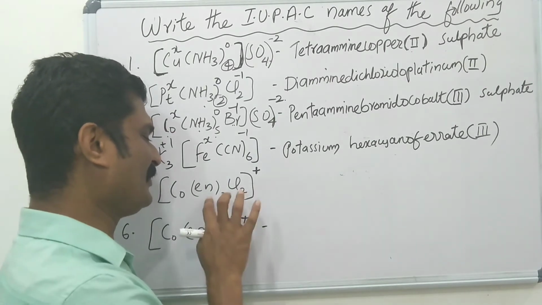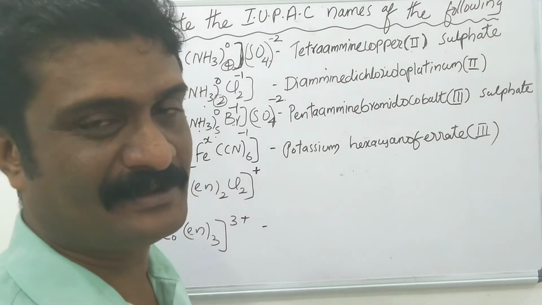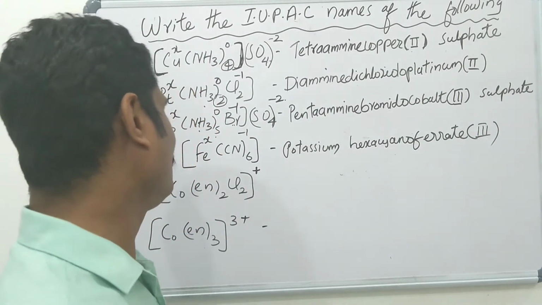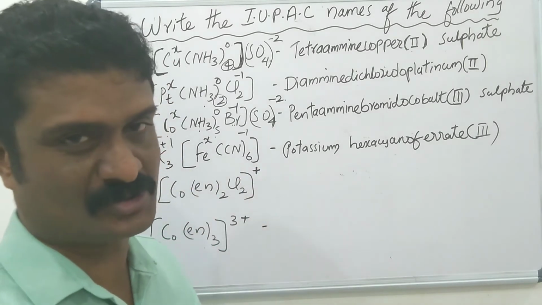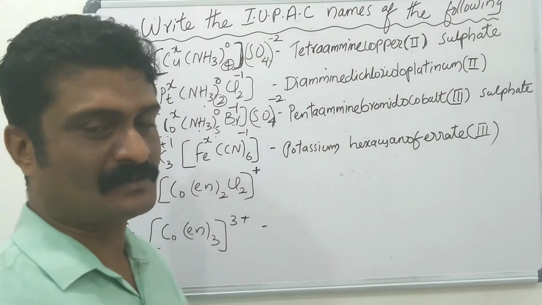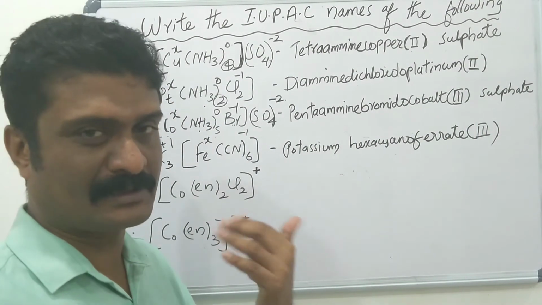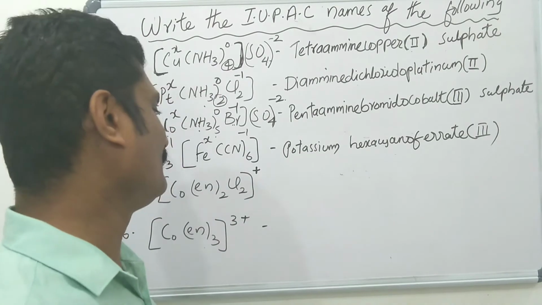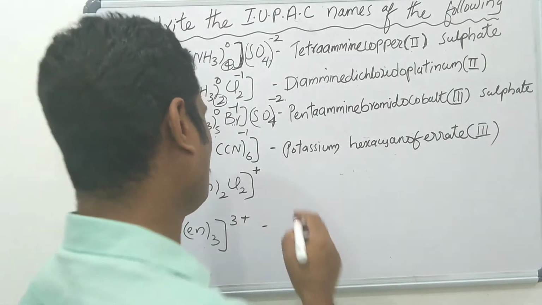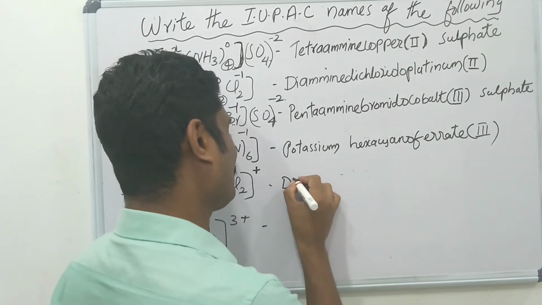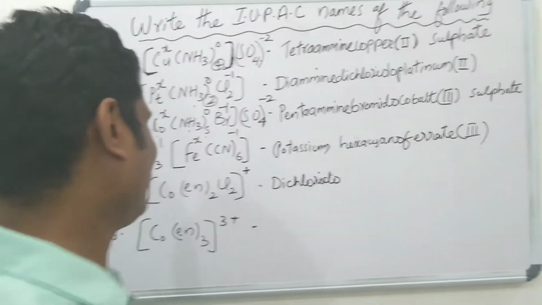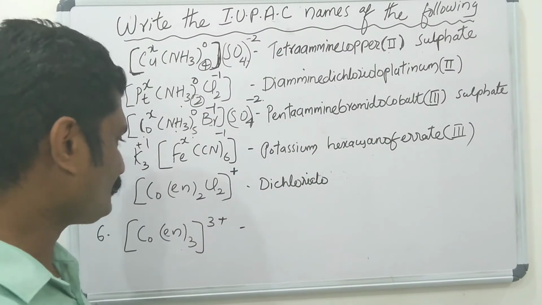Here, two different ligands are present. En is the short form of ethane-1,2-diamine. Then Cl minus, chlorido. Chlorido comes first in the alphabetical order, so Cl minus is named first. Dichlorido. En is a complex ligand.